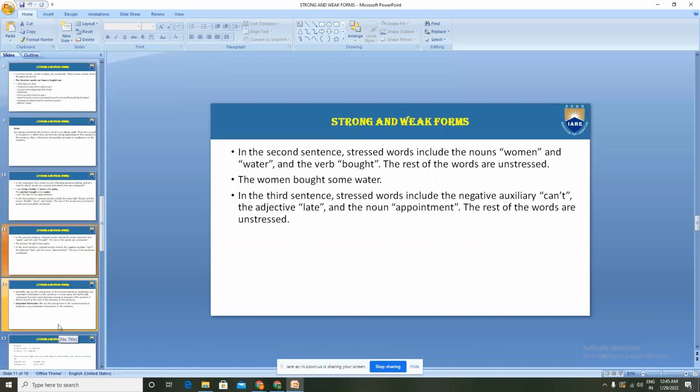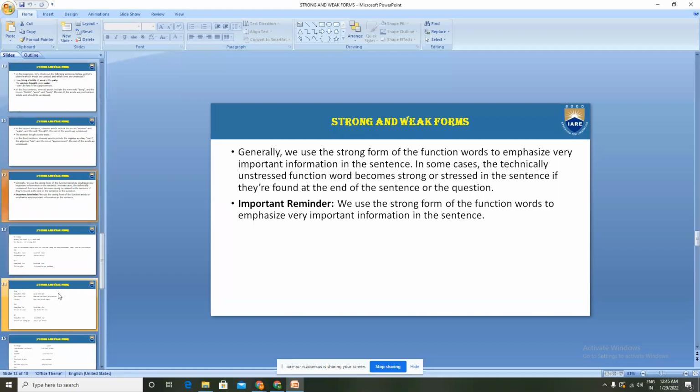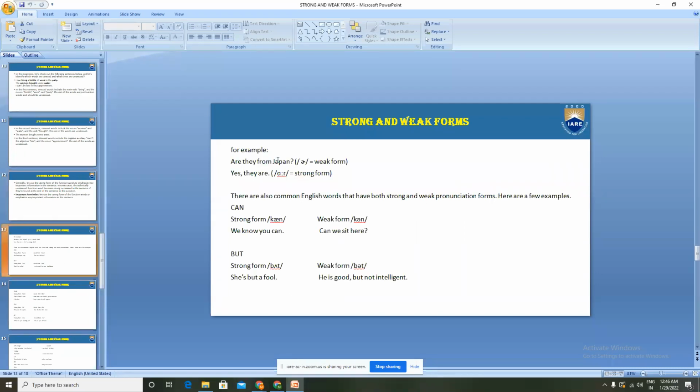Next, generally we use the strong form of the function words to emphasize. Why should we know these strong and weak forms? It is to emphasize something which is important in a sentence. If we have to convey that something is very important, then even the technically unstressed form, at the end of the sentence, we have to stress.